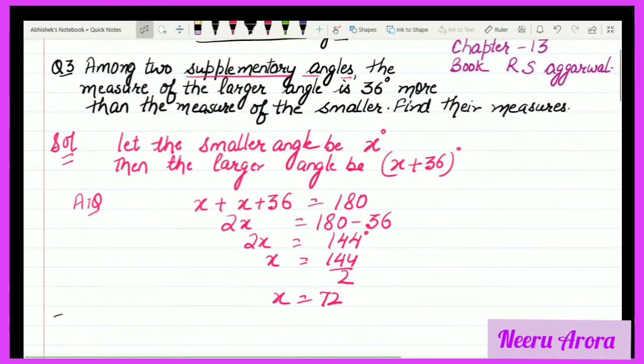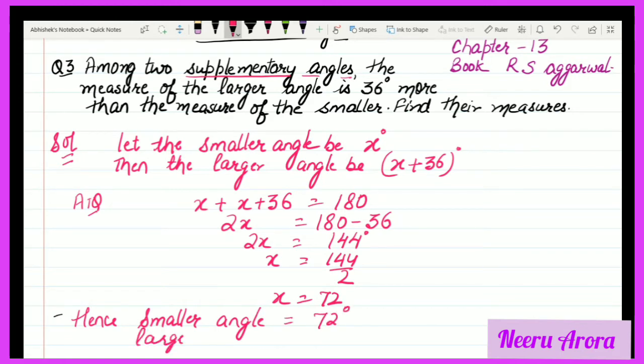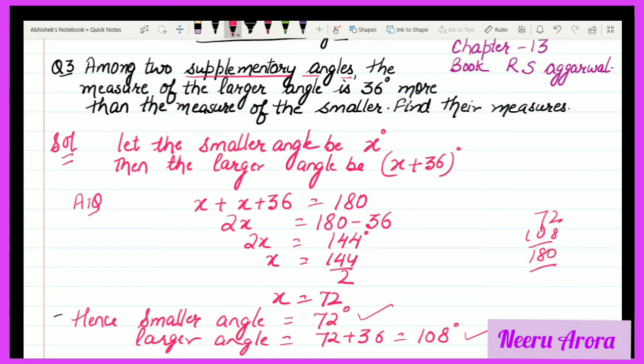Hence the smaller angle is equal to 72 degrees, and the larger angle is 72 plus 36, which is equal to 108 degrees. So these are two supplementary angles. Why? Because 72 plus 108 is equal to 180 degrees. In the given condition, it is given that they are supplementary angles, so the sum is 180 degrees.